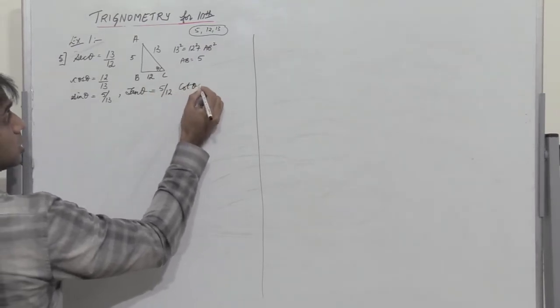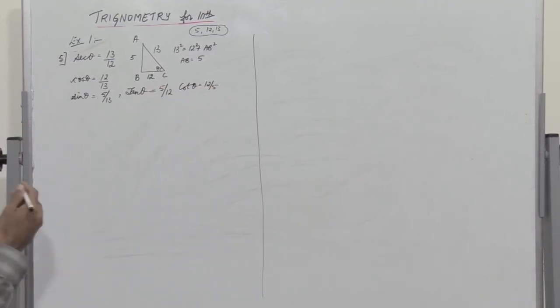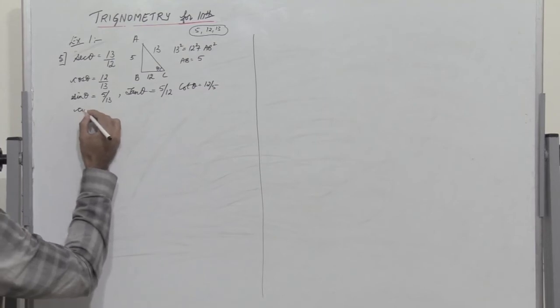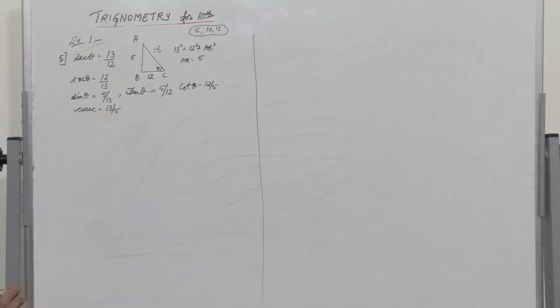Next, cot theta, which is 12 by 5, the inverse of tan theta. And next, cosecant theta is the inverse of sine theta, which is 13 by 5. So we have found out all the trigonometric ratios here.